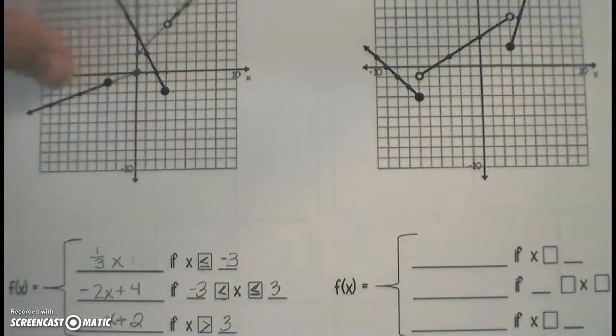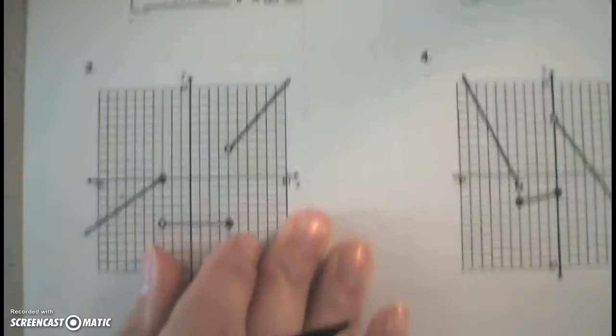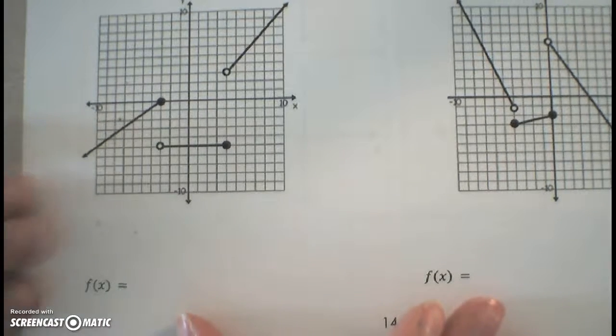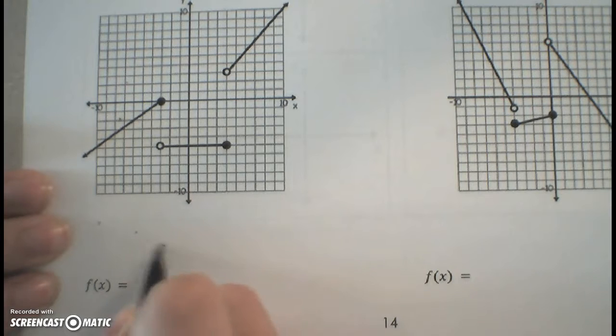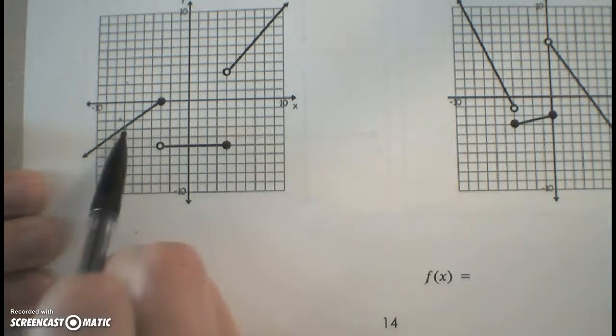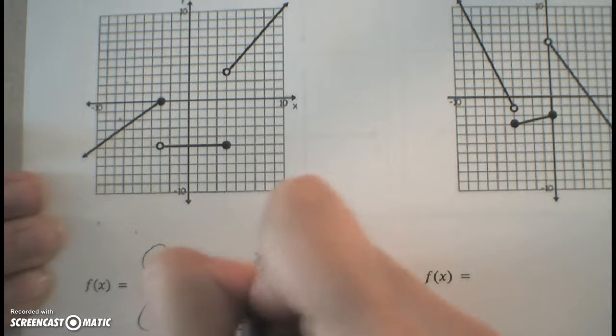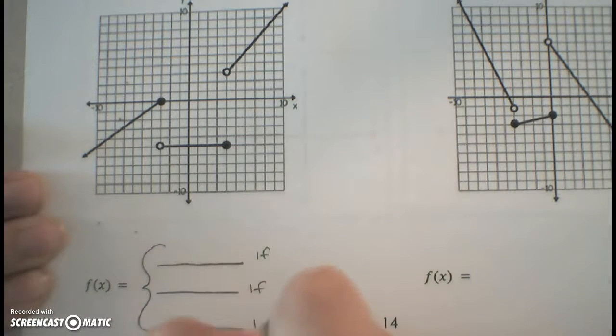Let's do one more together. Let's take a look at number 3. So this one, whoa, there's no setup for us. So let's just go ahead and kind of set it up ourselves. How many do we have? 1, 2, 3. So let's go ahead and make 3 lines, just like they had up above. And then we can put our if, just like up above. And then we can fill in the rest when we are ready.